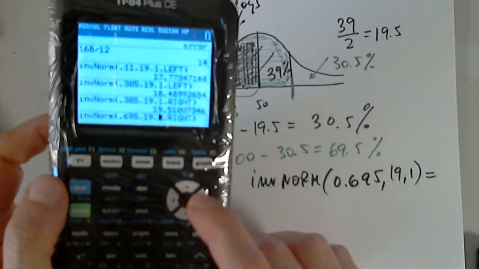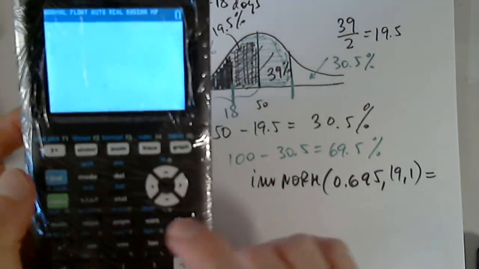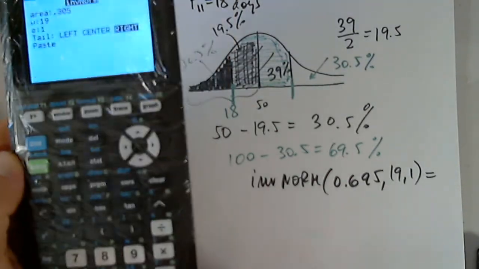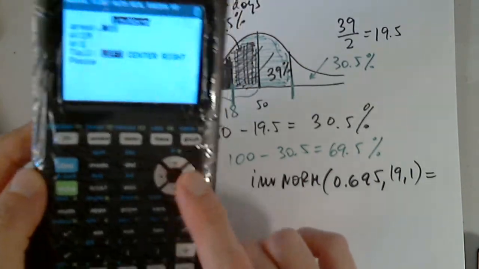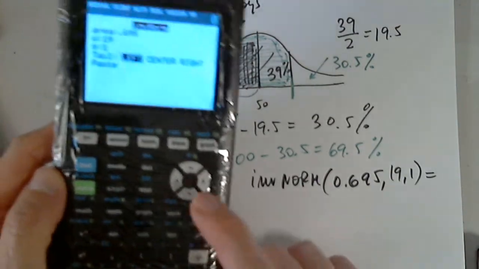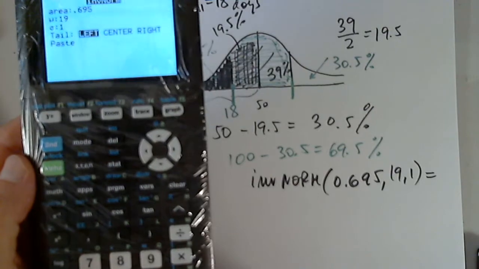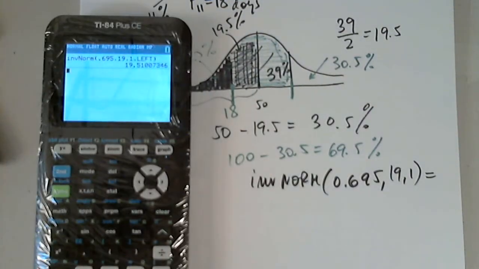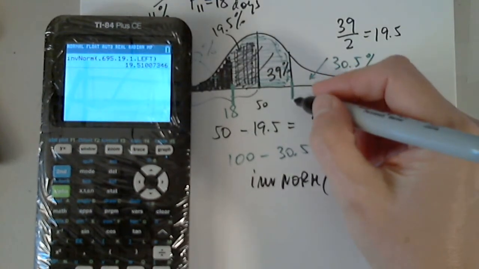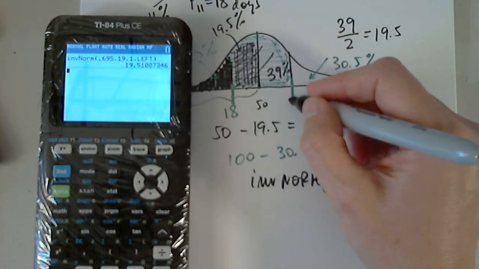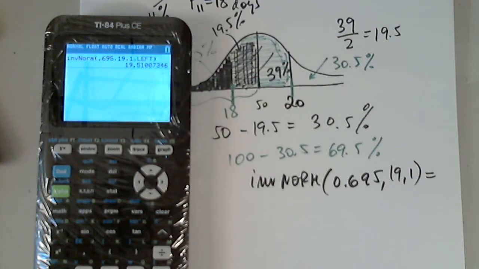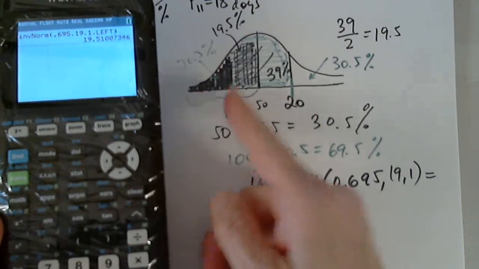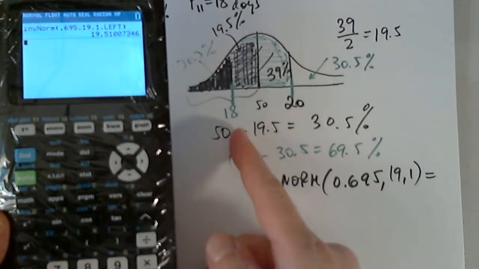And how do I change this to left? Okay, let me start from scratch. So inv norm, I want left. And I want the area to be 695. Okay. Is that possible? 19, so this is 20. I don't trust it. I have to check my work. I want to see with this the area to the left.